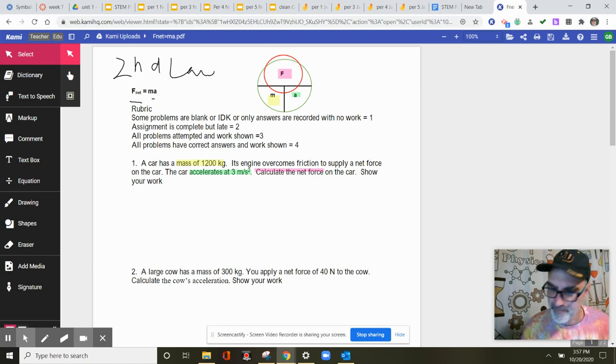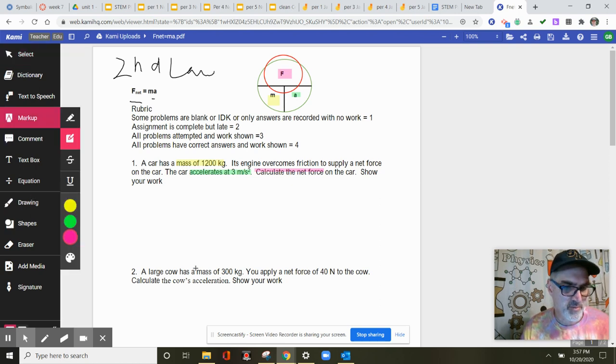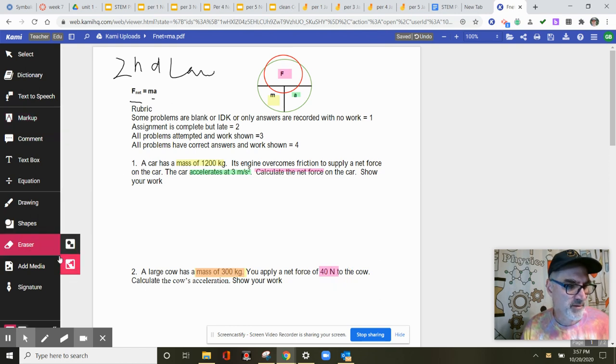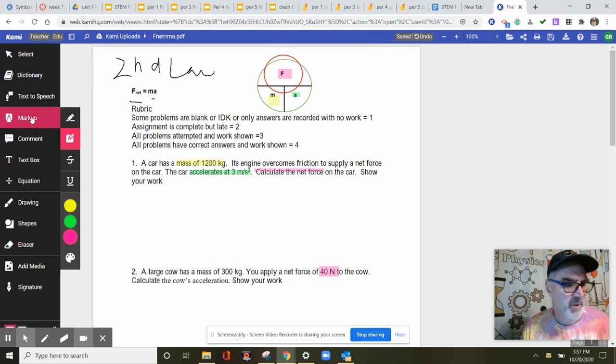On the next problem, we know the mass. We're told the mass. I used the wrong color. And I know the net force. See if I can get an eraser going here. I picked the yellow for mass this time. There it is. So it says calculate acceleration.